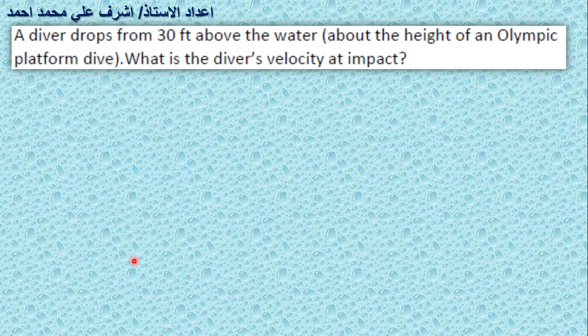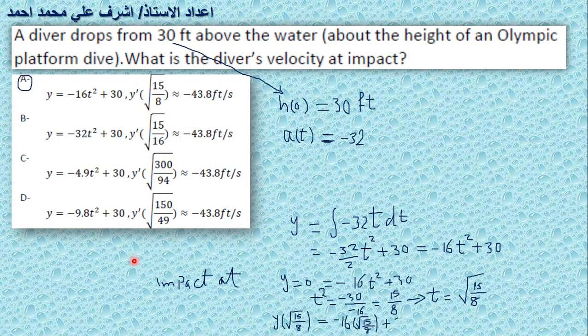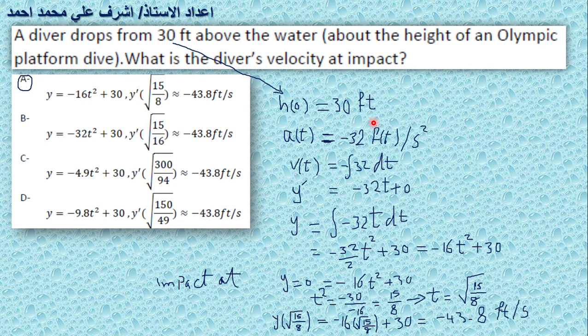30 is the initial height. Now he uses feet, so we will use acceleration due to gravity, negative 32 feet per second squared. If we use meters, we will use negative 9.8.